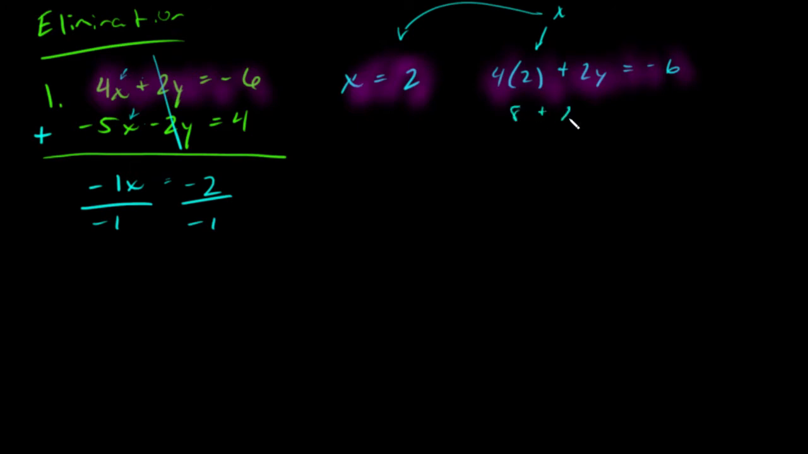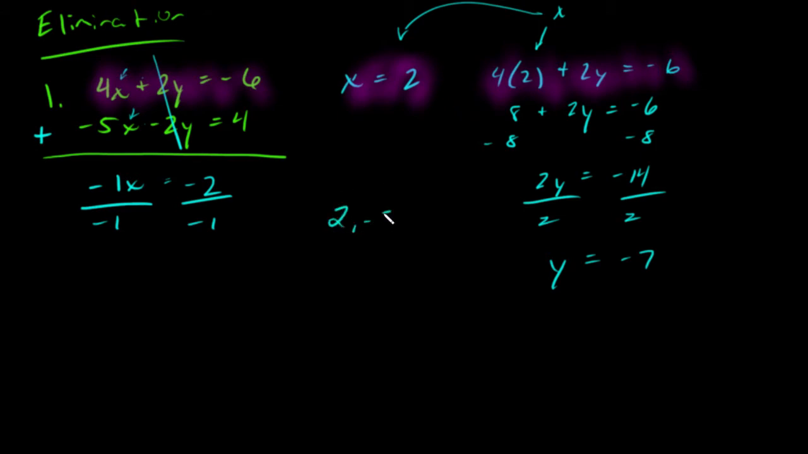So you get 8 plus 2y equals negative 6. Subtract 8 from both sides, and you get 2y equals negative 14, and divide by 2, and divide by 2, and you get y equals negative 7. And so you get 2, negative 7. Done. Look at that. Beautiful problem worked out successfully.